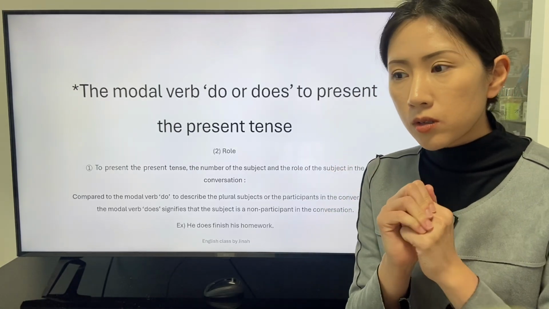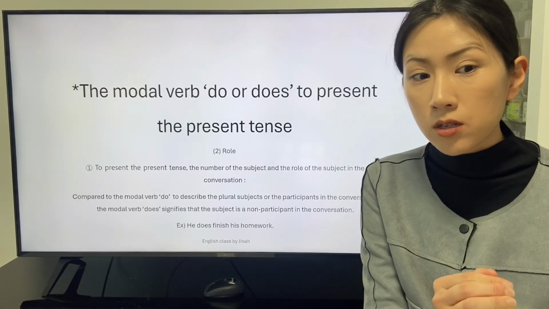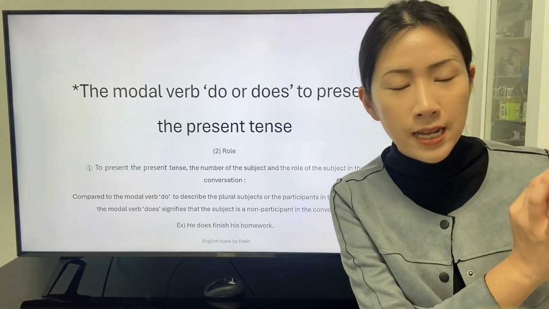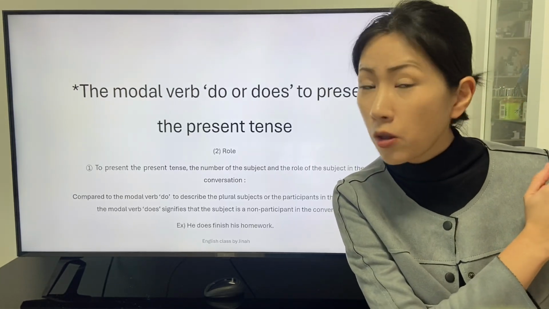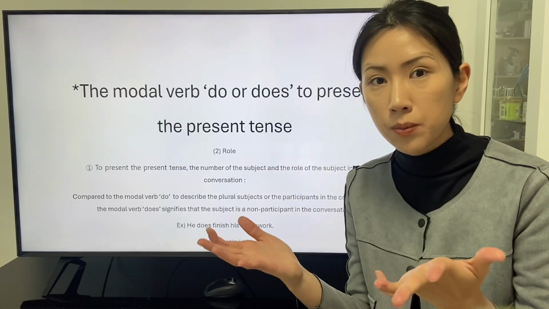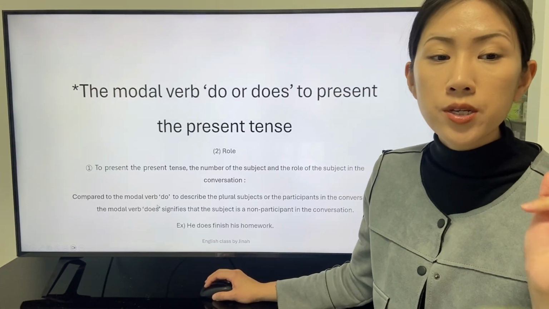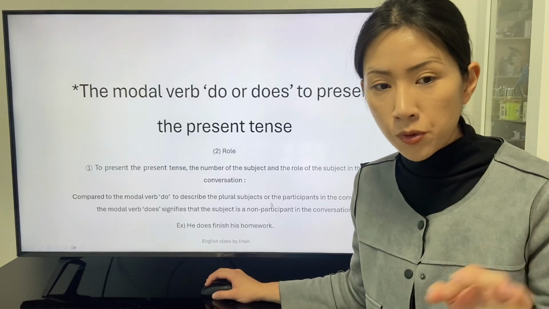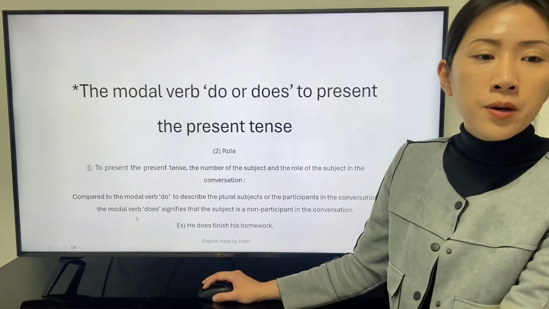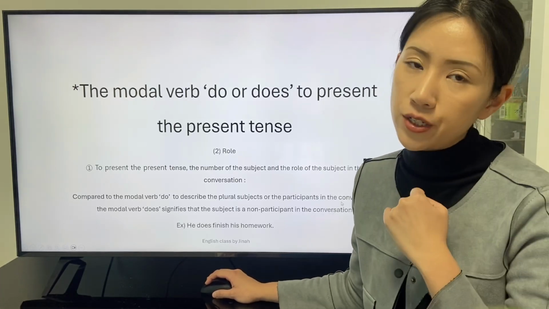So the speaker separates the modal verb does to reveal that the subject is singular and a non-participant in the conversation, and the verb finish, compared to the modal verb do to describe the plural subjects or the participants in the conversation. The modal verb does signifies that the subject is a non-participant in the conversation.